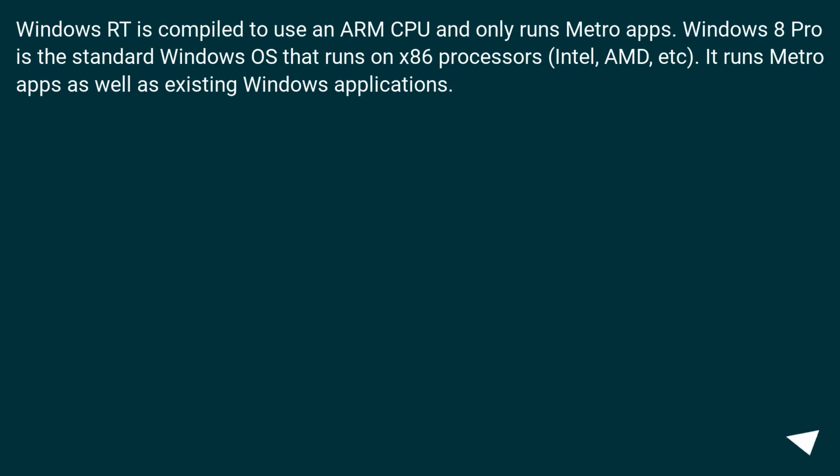Windows RT is compiled to use an ARM CPU and only runs Metro apps. Windows 8 Pro is the standard Windows OS that runs on x86 processors, Intel, AMD, etc. It runs Metro apps as well as existing Windows applications.